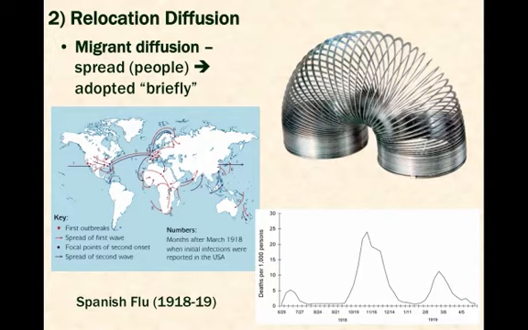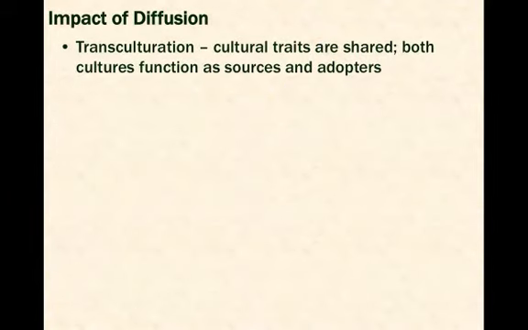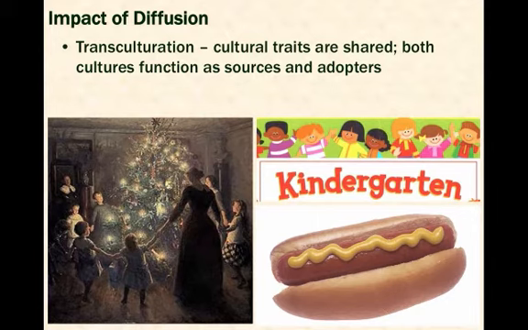To finish our segment on vocabulary, we can take a look at the impact of diffusion. The first word we'll look at is transculturation. This is a process where cultural traits are shared between at least two separate cultural groups. In this process, both cultures function as sources and adopters of culture. A good example can be seen between German and American culture. We have adopted things such as Christmas trees, kindergarten, and frankfurters, while Germans have adopted American things like movies, music, you name it. Yet both distinct cultures remain.